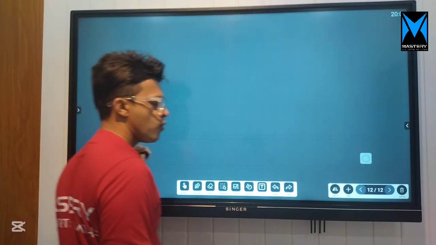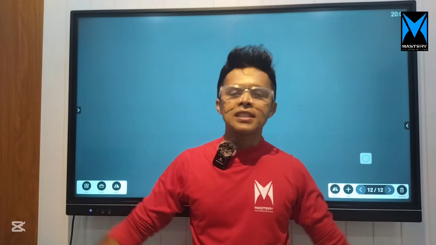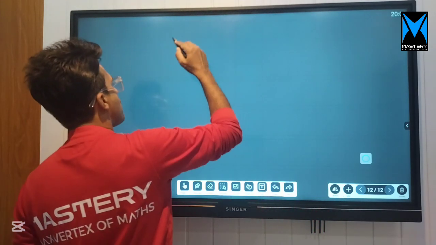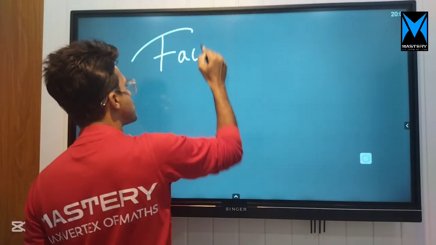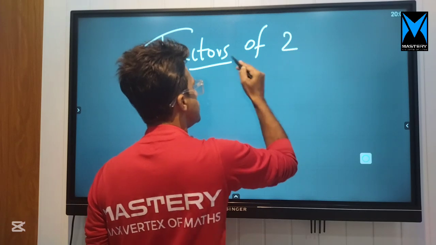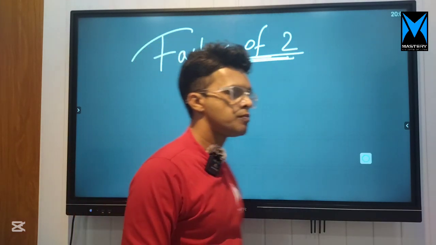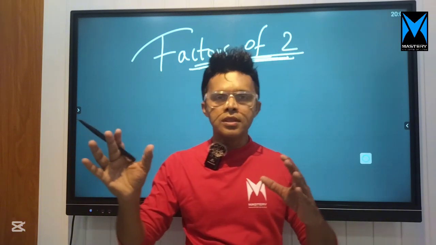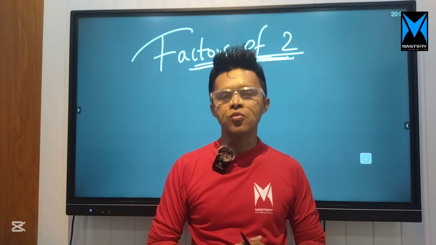factors and multiples. Now I am going to teach you factors. Really, what are factors of numbers? Let's get the factors of 2. Yes. What are the factors of 2? You are able to get the factors of 2. Factors of 2 can be taken considering the multiples of 2.